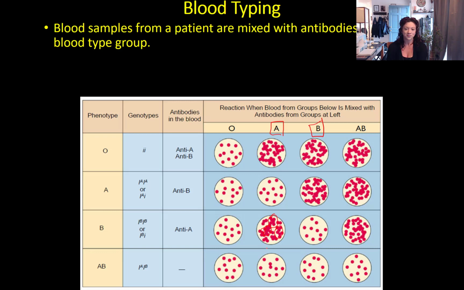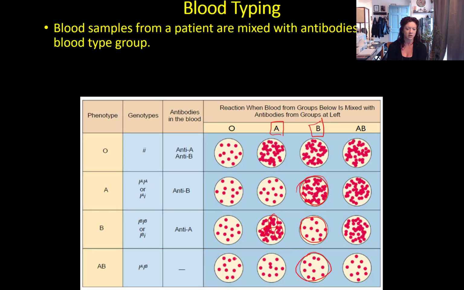Here's how this works. All right, let's go to type B antibodies. If you mix type B antibodies with type A blood down here, probably understandably, you're going to get agglutination. Type B antibodies are going to react with type A antigens. Now, if you mix type B antibodies with type B antigens, you'll get no response because they recognize each other as being alike. Down here, mixing your patient's blood with type B antibodies also creates no response.